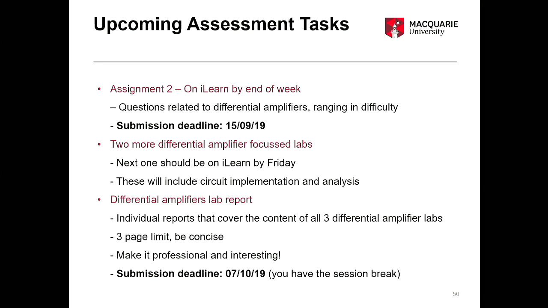Okay, so that's it for today's lecture, but just to go over a few upcoming assessment tasks, give you fair warning. You've all got the weekly schedule, so you can see all these things on there, but I just want to remind people.